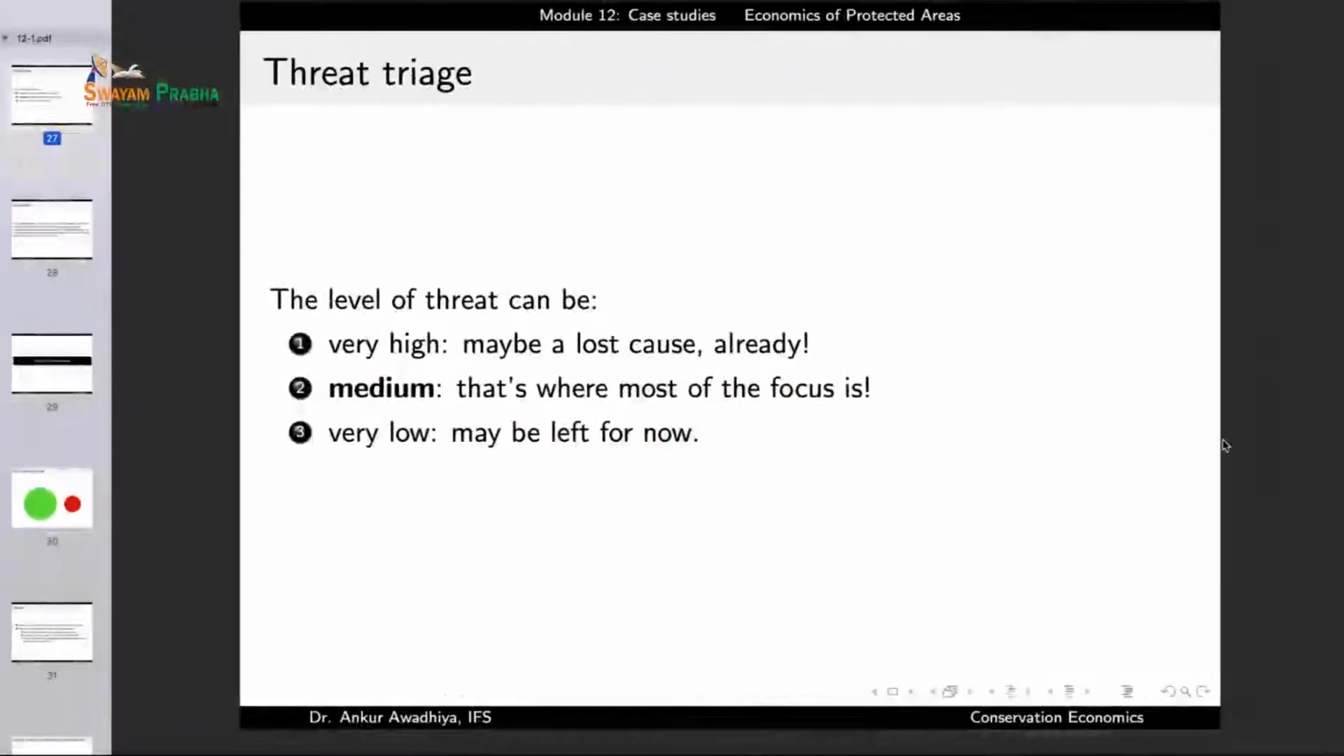So, the areas which have a very high degree of threat or a very low degree of threat are not that preferred, but those areas that have a medium degree of threat are more preferred, because in those cases you will be able to have a much greater impact by converting those areas into protected areas. So we need to keep in mind the threat triage as well.